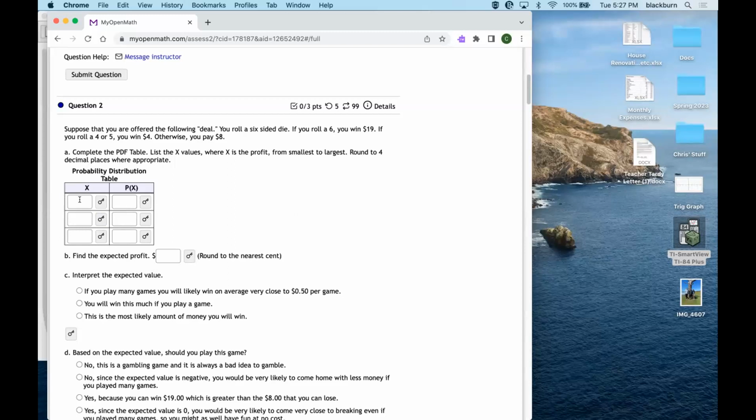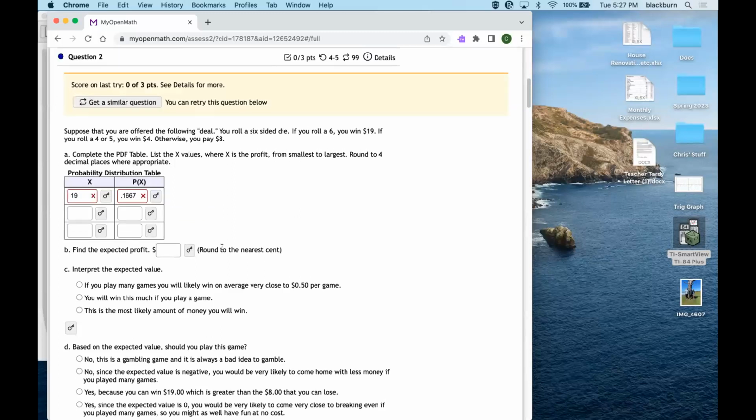So do they want us to do 4 decimal places? Okay, so if we roll a 6, we win $19. So $19 is going to be the value there. 1/6 is going to be the probability because we got a fair 6-sided die. If we do that to the nearest 4 decimals, it is 0.1667.